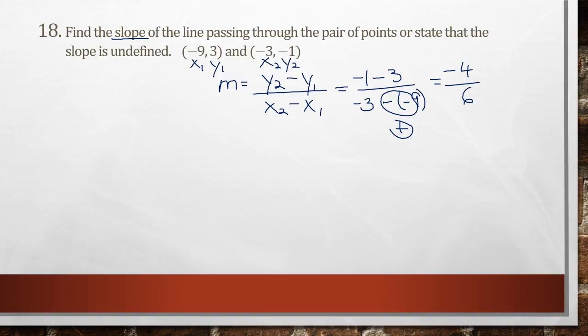So with fractions, you always have to check if you can reduce. And in my case, 4 and 6 share a common factor of 2. So I could divide top and bottom by 2. And I get -4 divided by 2, which is -2, and 6 divided by 2, which is 3. So my slope for this problem is -2 over 3.